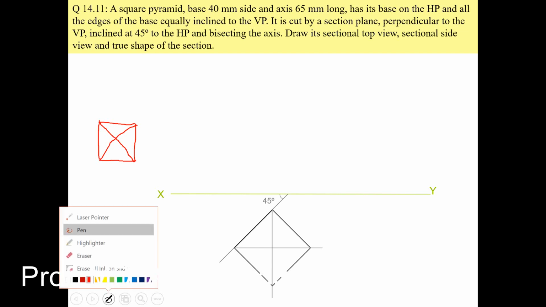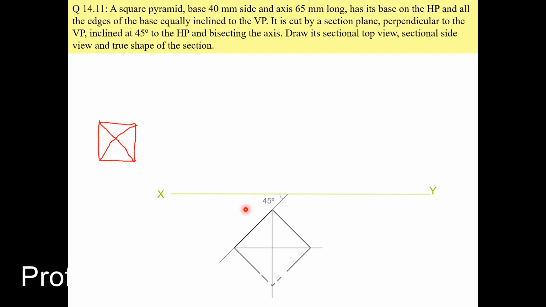Now give the naming A, B, C and D, and the center point or apex point as O, in this way, and then project this towards the front view. The height given is 65 mm, and it is resting on HP, so you have to start with the XY line. The base should be resting on the XY line.